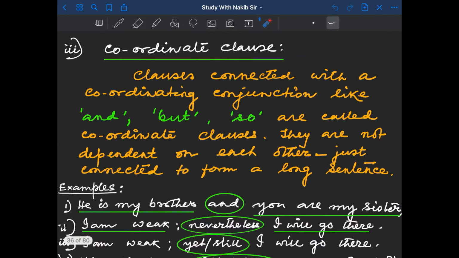Now come to the coordinate clause. What is a coordinate clause? Clauses connected with a coordinating conjunction like and, but, or so are called coordinate clauses. They are not dependent on each other, just connected to form a long sentence.